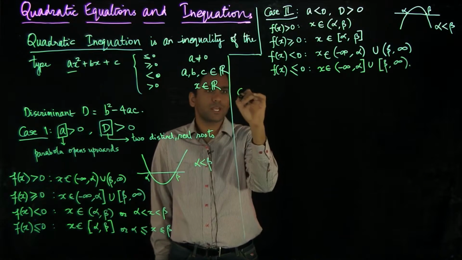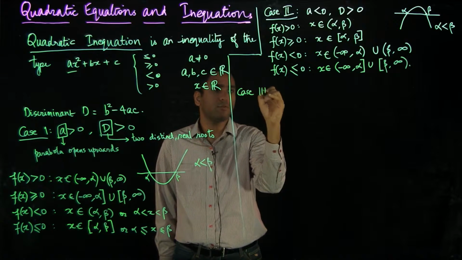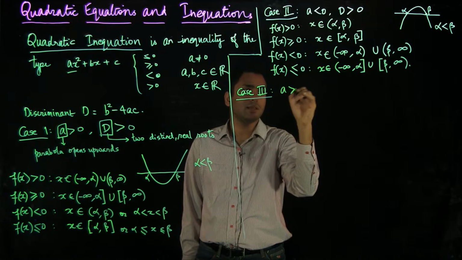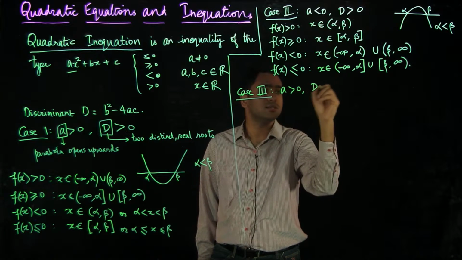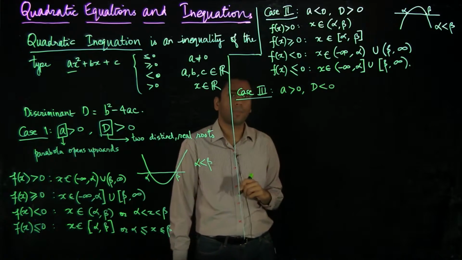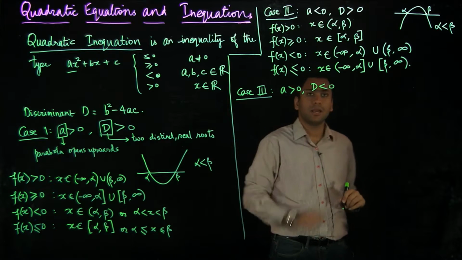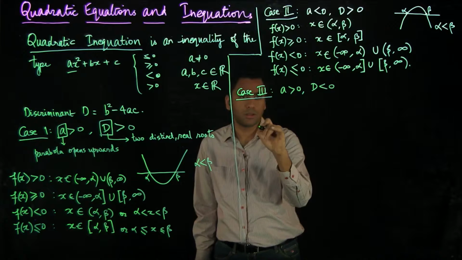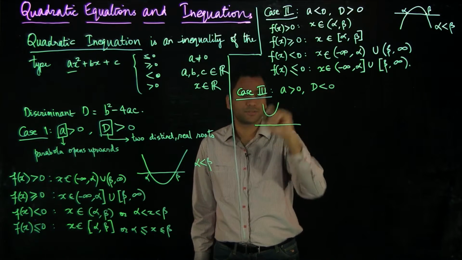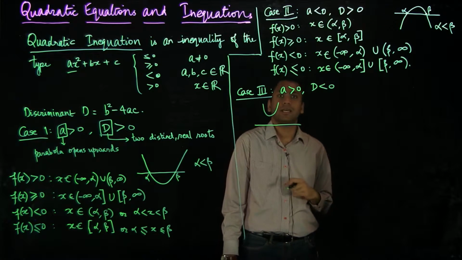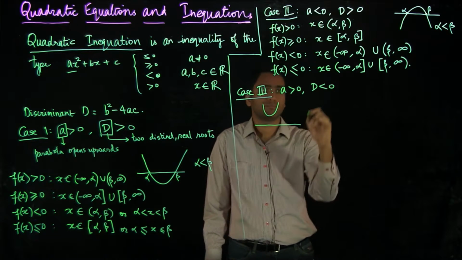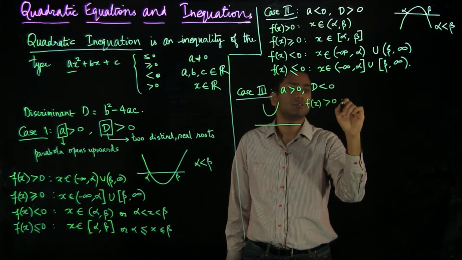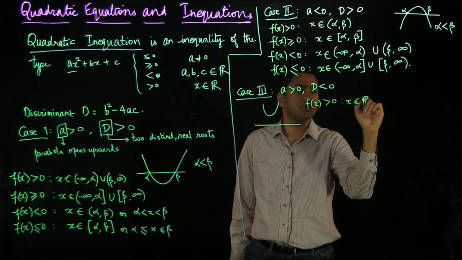So there are 2 more cases which are fairly straightforward. This is the case when your A is greater than 0 and D is less than 0. So in this case, because D is less than 0, there are no real roots. So the parabola would look like this. So your f(x) is greater than 0 for all real x. So the solution is all the real numbers.